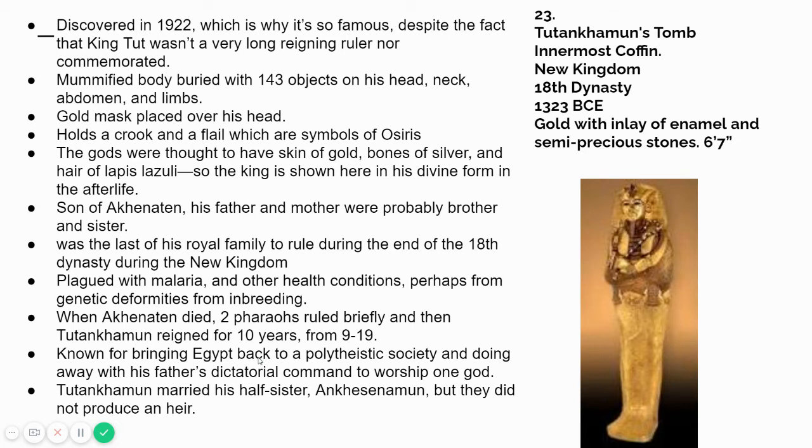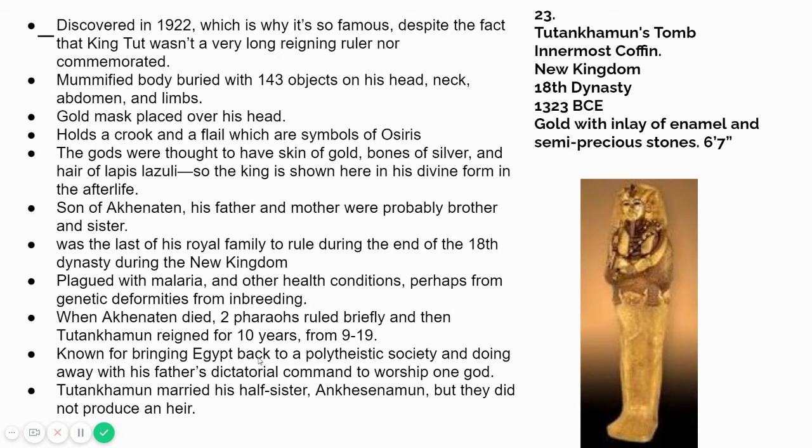And that's despite the fact that King Tut wasn't a very long reigning ruler at all. He died a very early death, and we'll get into some of that contextual information in a second. But his tomb was discovered in 1922. There were so many objects buried with him in his tomb. He was a mummified body. There were over 143 objects on his head, neck, abdomen, and limbs alone.